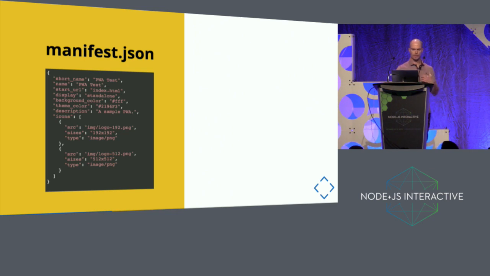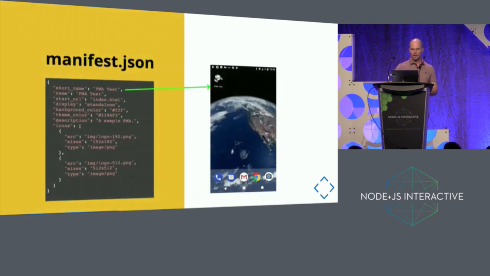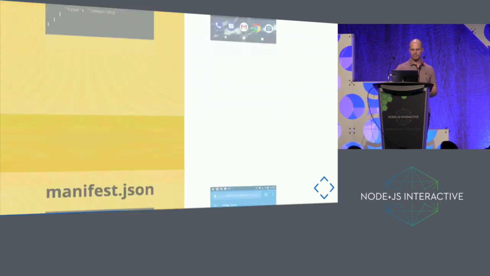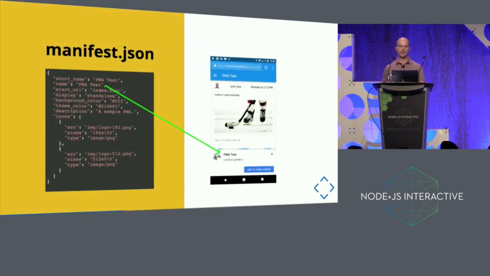So if we quickly go through what some of those things do, you can see here that the short name, that's actually the name that shows up on the desktop. You don't want it to be any more than 8 to 12 characters. Any more than that, it'll get truncated, it won't look quite right on the desktop. And then, of course, we have the actual name of your application.